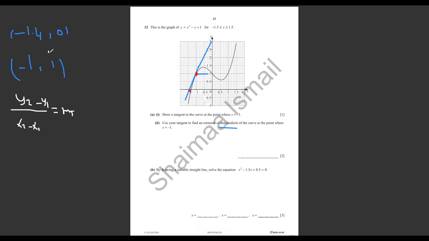Here is y2 and here is y1. So here we say 1 minus 0 over x2 minus x1. Here is x2 and this is x1. So we say negative 1 minus negative 1.4. So actually this would be positive.